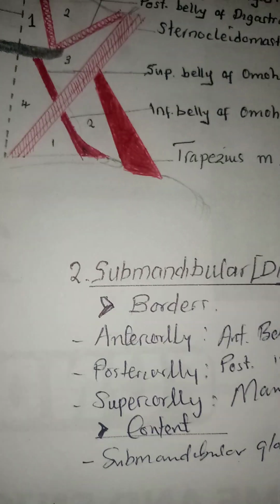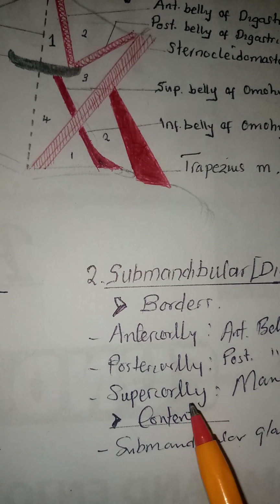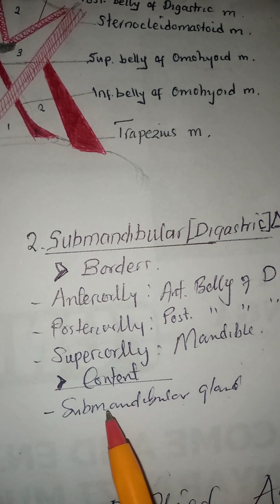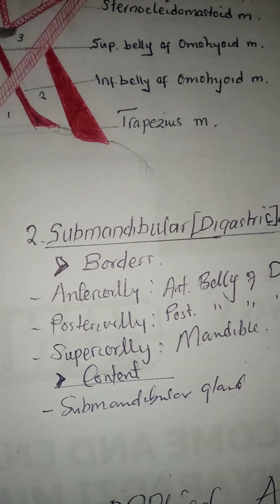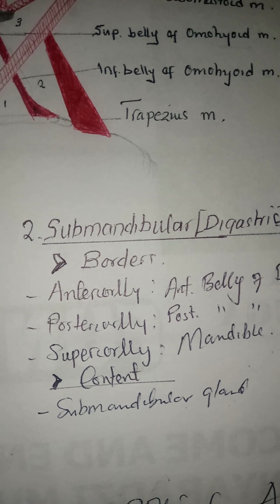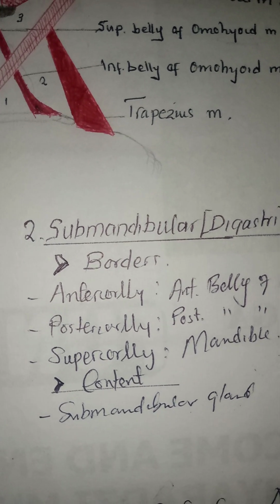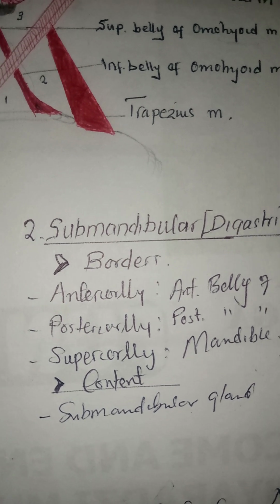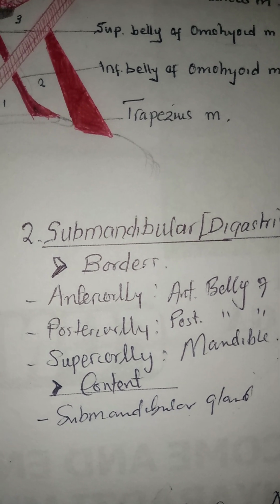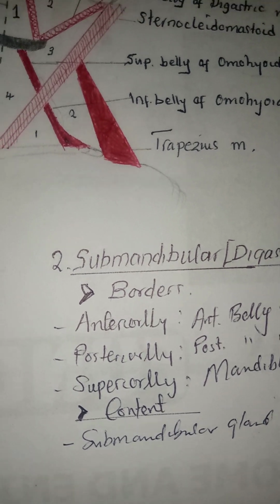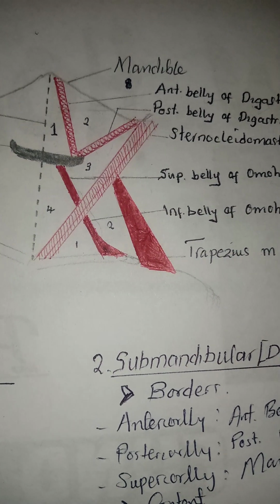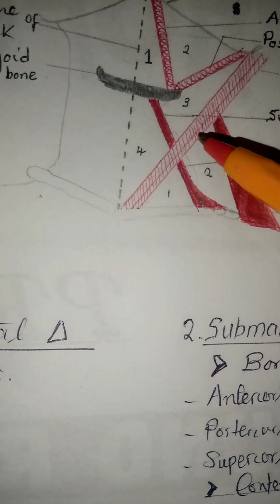So the main content of this triangle is basically the submandibular gland. The submandibular gland is one of the salivary glands. Remember we have three main salivary glands: the parotid gland, the sublingual gland, as well as the submandibular gland. The submandibular gland is basically found within this triangle. We're done with it. Let's go to the next triangle.